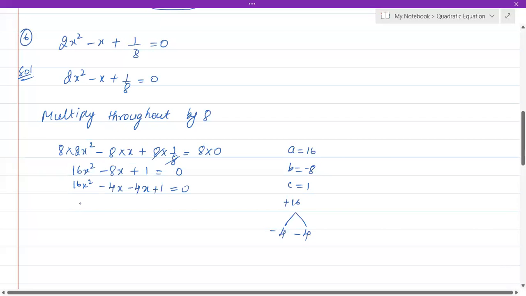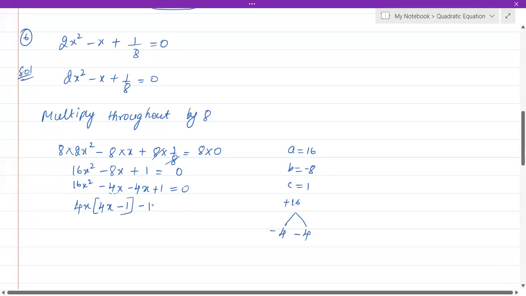Between the first two things, we have to take common. Between 16 and 4, what is common? 4. Between x square and x, it is x. So what will be left out? 4 into what gives us 16? 4 into 4. X into x gives us x square minus. We have already taken this 4x as common. So we'll be left with 1. Now minus as it is.